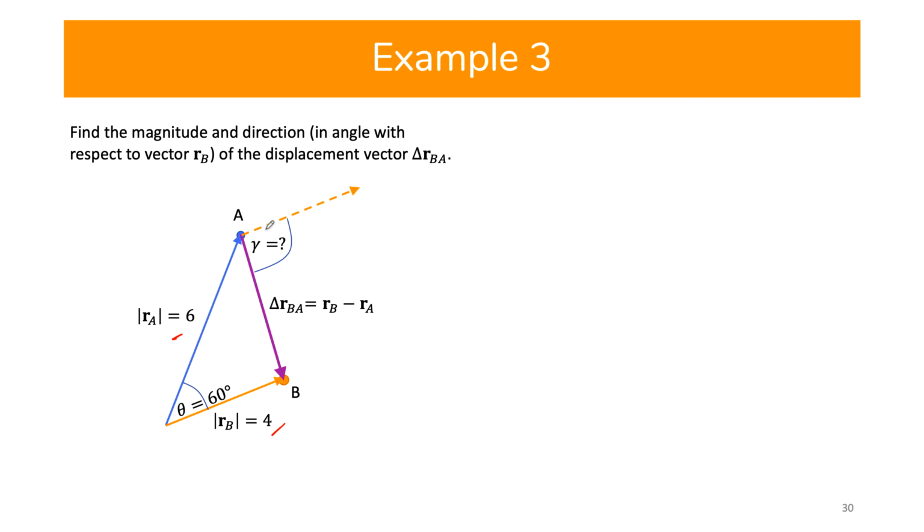So what I'm showing you here is, this is vector RB, right? I translated it here with a dashed line so that you know that it's equivalent to RB. So the angle is this one, gamma. It's the angle between the displacement vector and the vector RB. So this is what we have to find as well.